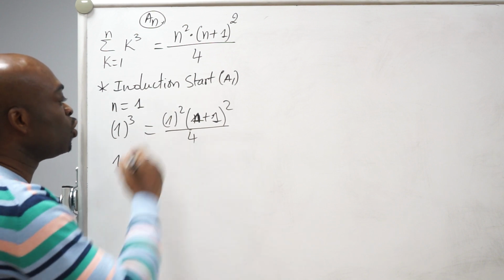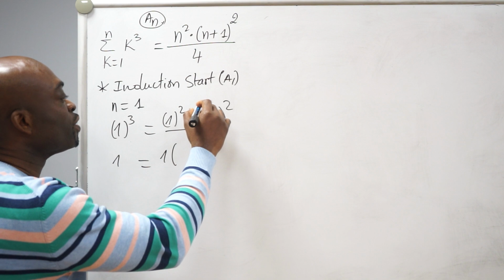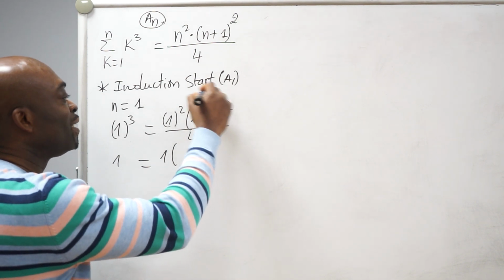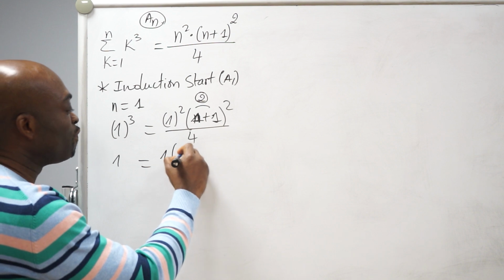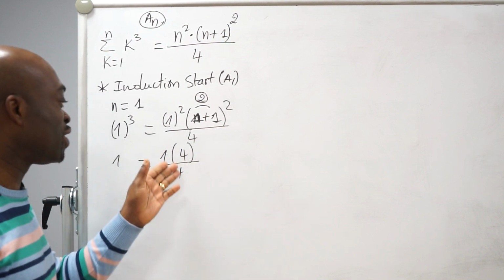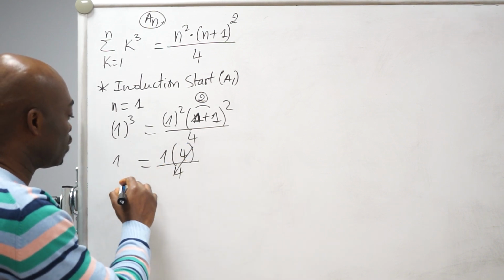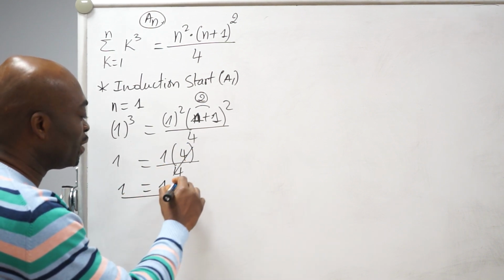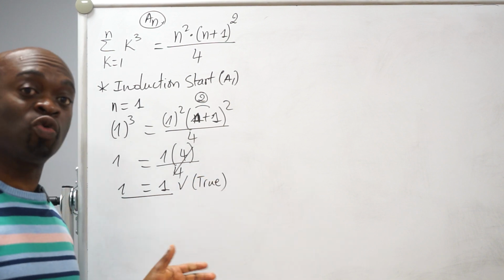And then this is equal to 1 squared, which is 1 times 1, which is 1, times 1 plus 1, which is 2. We know that. And then 2 to the second power is 2 times 2, which gives us 4 over 4. All right? This operation is easy: 4 divided by 4. So 1 equals 1. So this is a true statement.